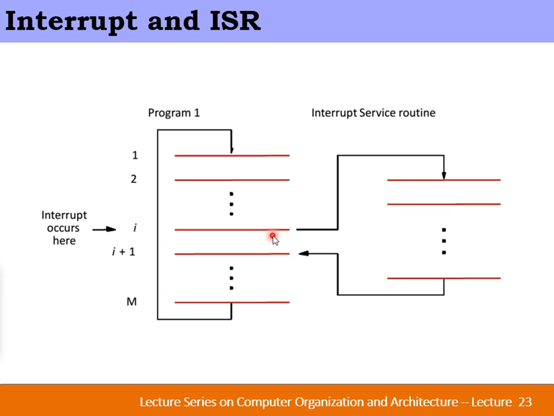At the ith instruction it stopped execution. Therefore, after executing the ISR program, execution of the main program has to be resumed. That is, the execution needs to start from the I+1 instruction, so it resumes the execution of the main program. So this is regarding interrupts as well as the ISR.